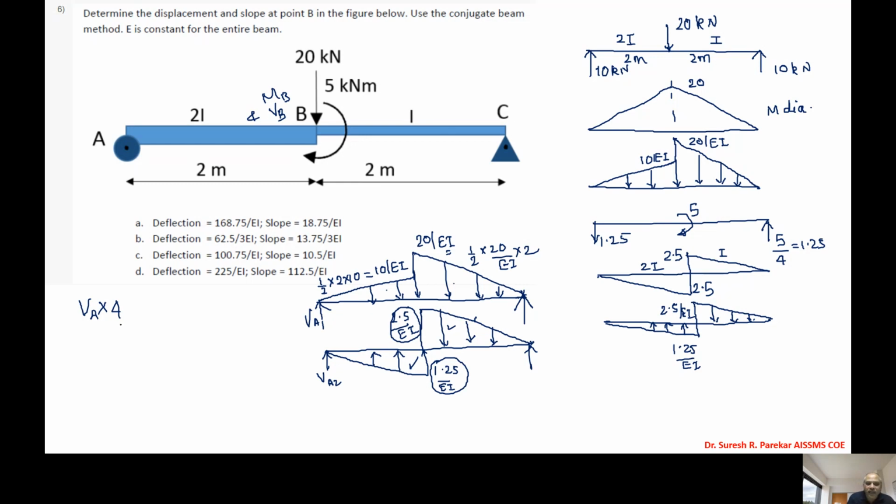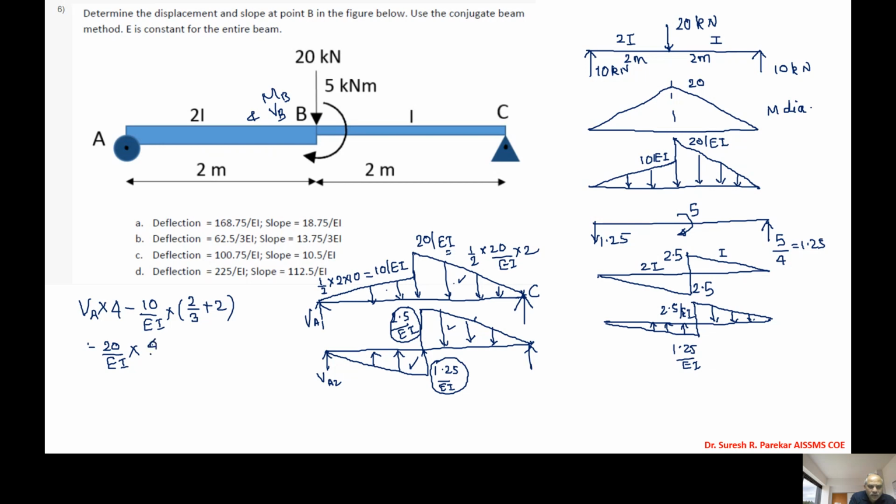So we will have VA into 4 minus 10 upon EI, we have this triangle, and into moment about C, so this will be 2 by 3 plus 2. So we have this value 2 by 3 plus 2, and that is 2.67. Then due to this 20 we have minus 20 upon EI into 2, because this is area, and that we will give as 4 by 3.